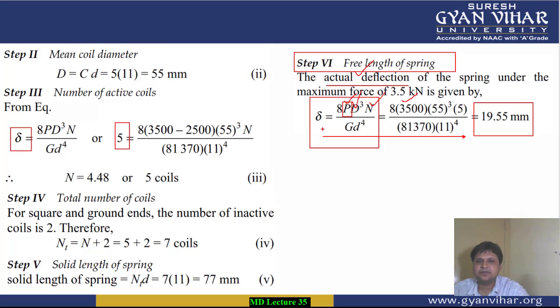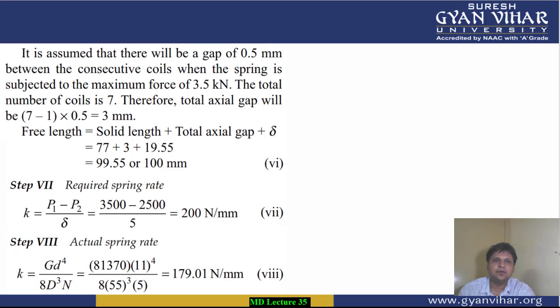Now, why have we calculated this actual deflection value? Because we have to calculate the total length, and for that we have to calculate the total axial gap, and the total axial gap is only possible if we have the value of the total number of coils. Total number of coils is 7. NT minus 1, means total number of coils minus 1, into the gap between two adjacent coils will give you the value of total axial gap.